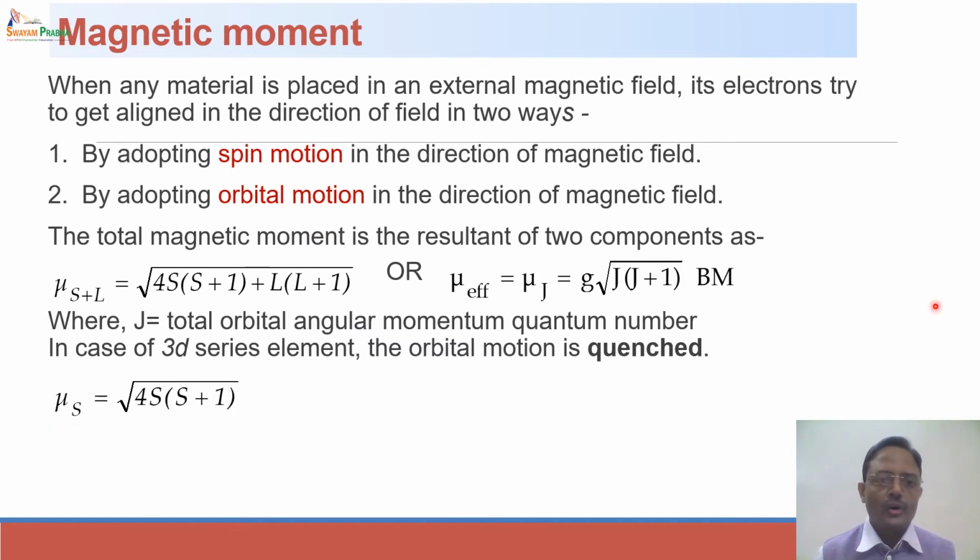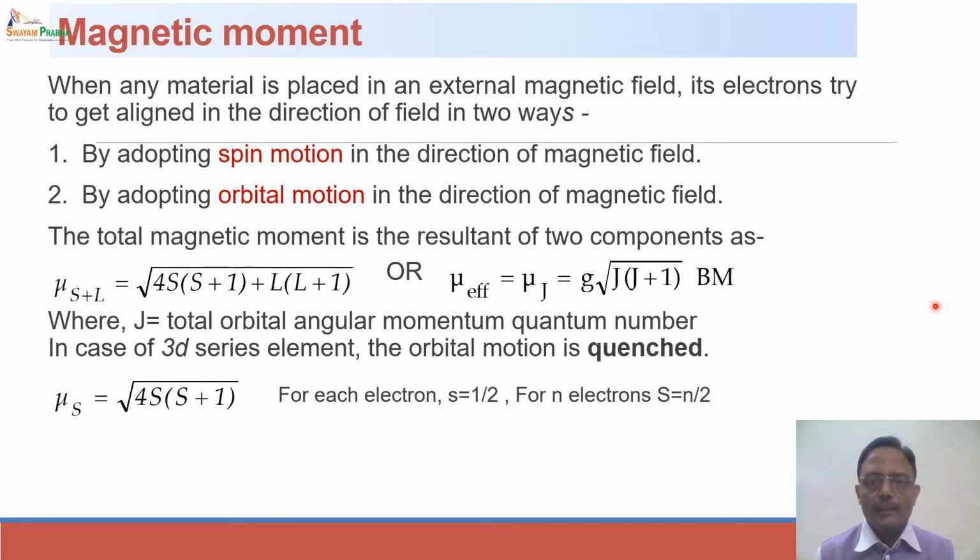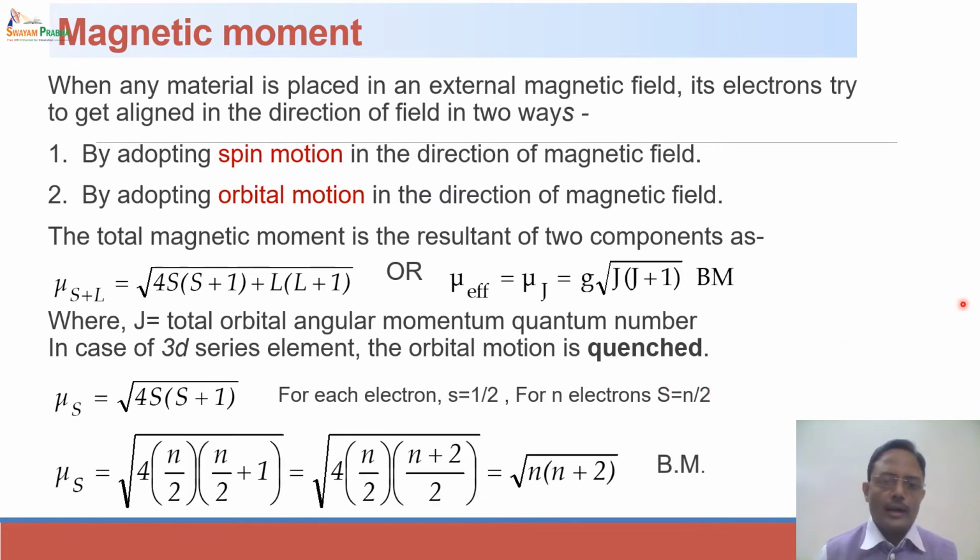square root of 4S(S+1), and we know that for n number of electrons the total spin quantum number will be n/2, and as a result we can calculate mu_s equal to square root of n(n+2) Bohr magneton. This we have already discussed in the magnetic properties of transition elements. Now we move forward to the complexes.